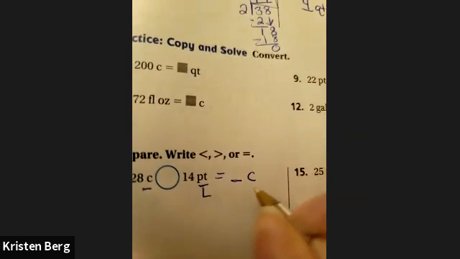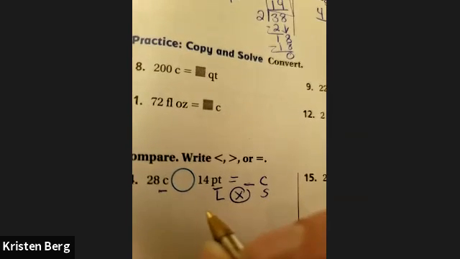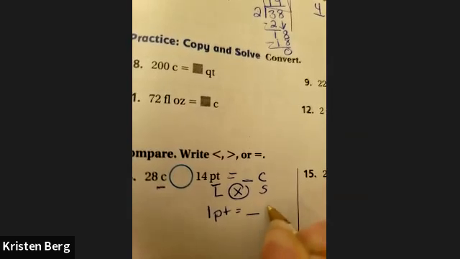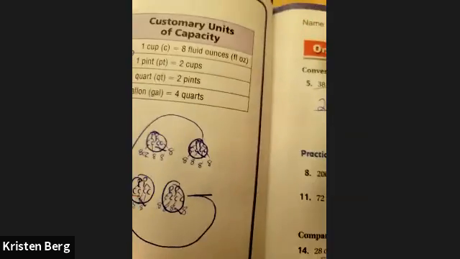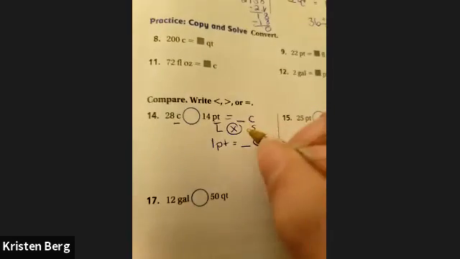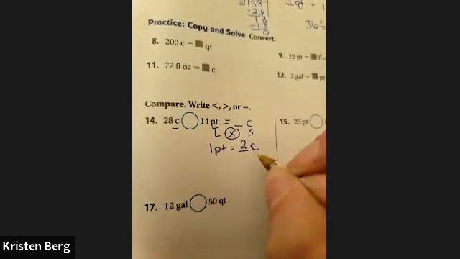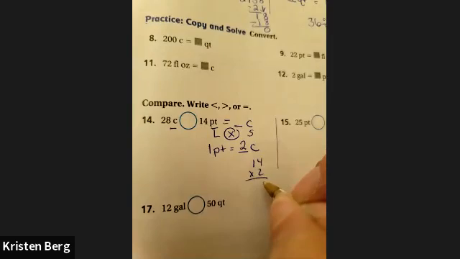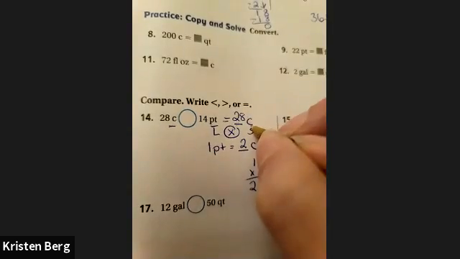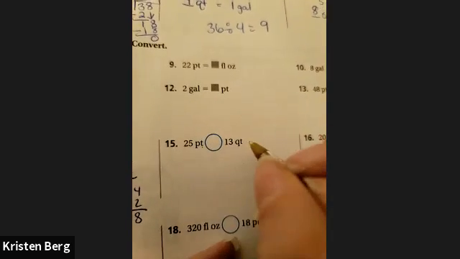So this is a large to small, which means I'm going to times. All right, so then 1 pint has how many cups? So 1 parent has how many children? In other words, there are 2. So therefore, I would do 14 times 2. So 14 times 2, that is 8 and 2, so that would be 28. So 28 cups versus 28 cups. Well, that is equal.